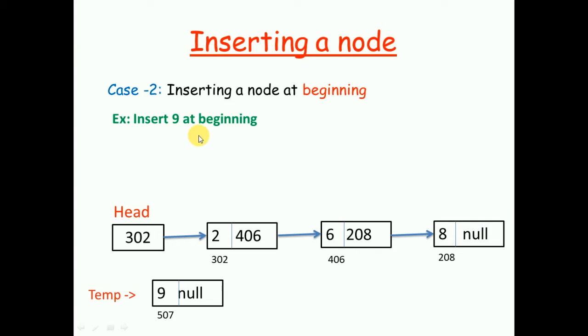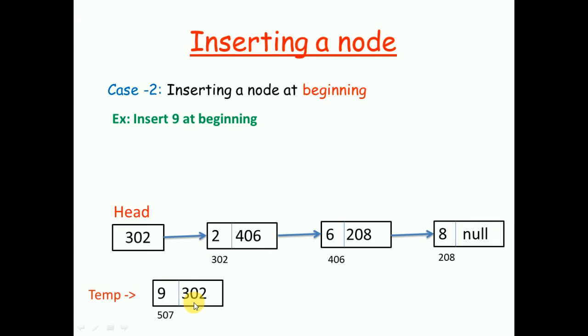So our problem is inserting 9 at the beginning. I have to cut this link and build a link between head and the temp variable, and a link between the temp variable and the node with 2, that is 302. So let's see how you can do that. First we have to copy the value 302 into the temp variable. Previously it was null. First we have to copy 302 into this temp variable.